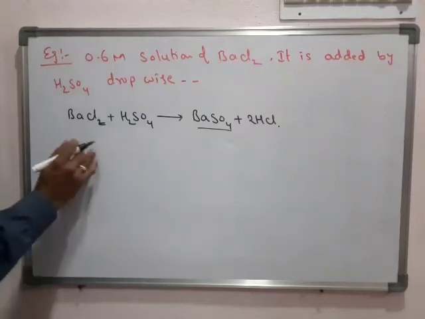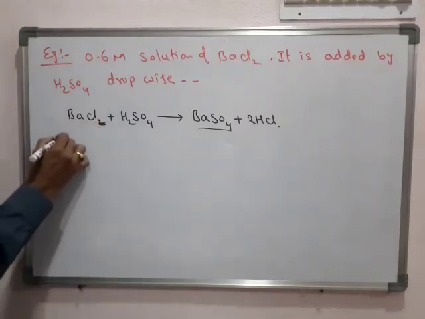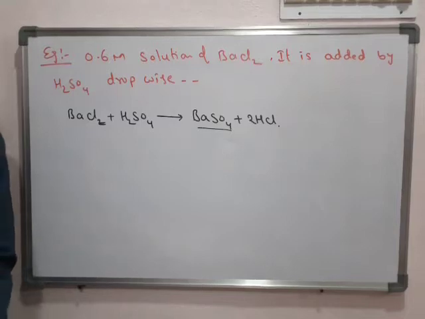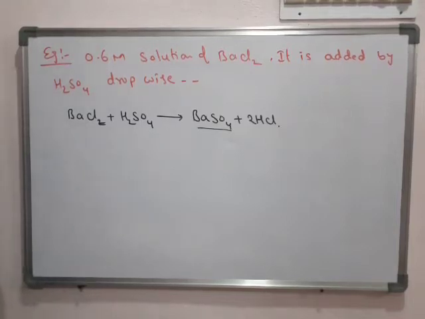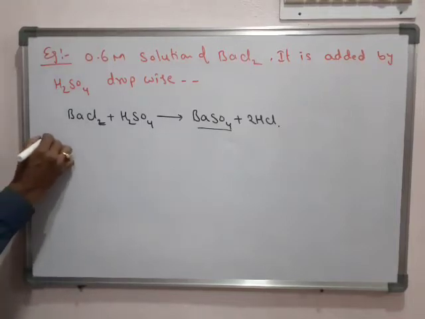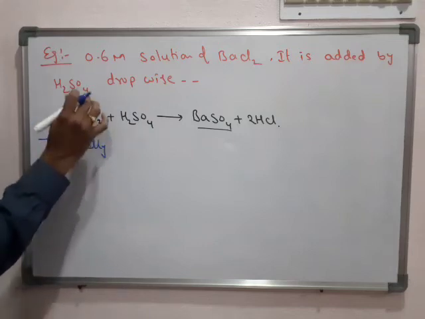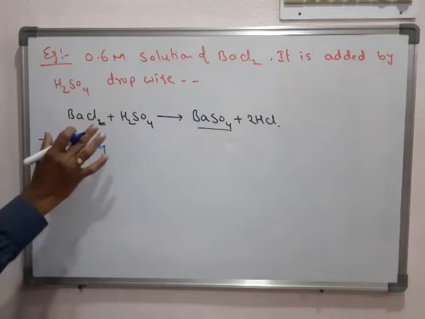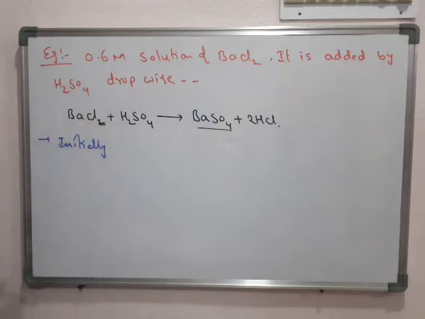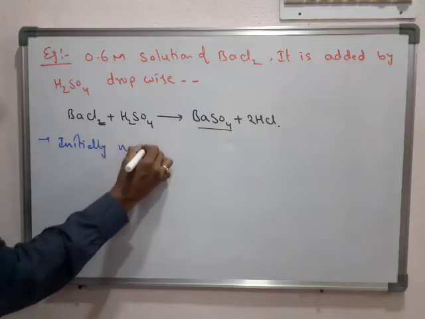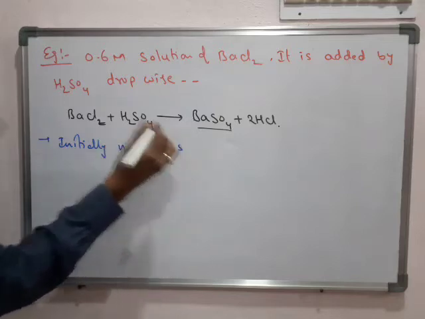So initially, we can observe a few points here: there is no precipitation initially. Okay, so actually we are taking this example to understand that application, the last application point. So initially no precipitate is formed.